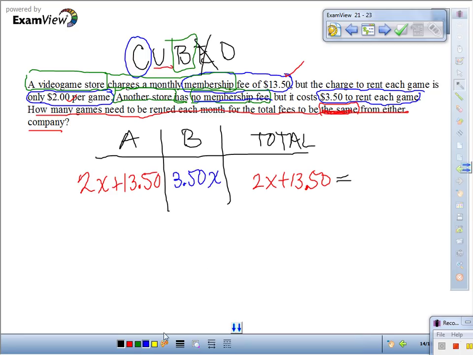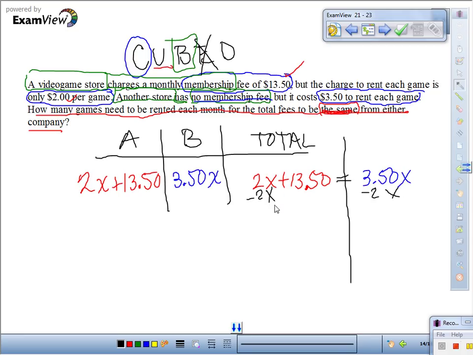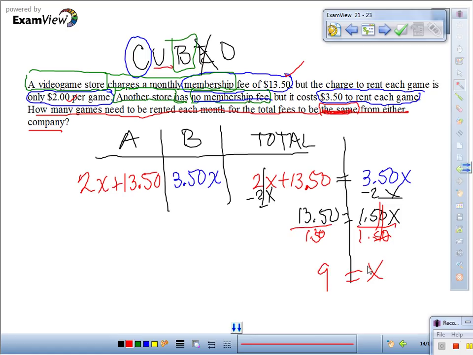So I need to write 2x plus 13.50 equal to 3.50x. Do we know what to do from there? Yeah, line down the equal sign. What's the smallest variable that I have? 2x. So I subtract 2x, subtract 2x. I'm left with 13.50 equals 1.50x. And then we just solve, divide by 1.50, divide by 1.50. So x equals, let's see, how many times does 1.50 fit in there? 9 times? Yeah, when you do your division, that is true.